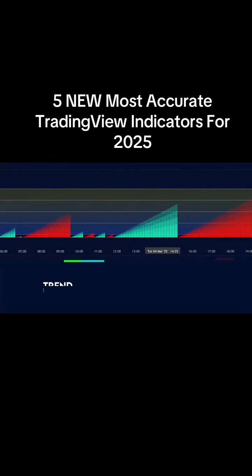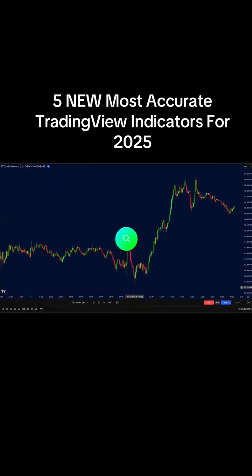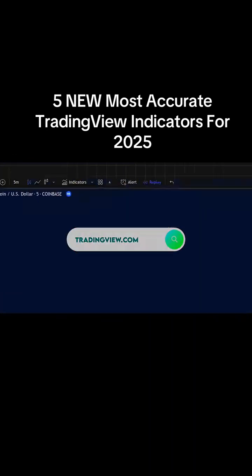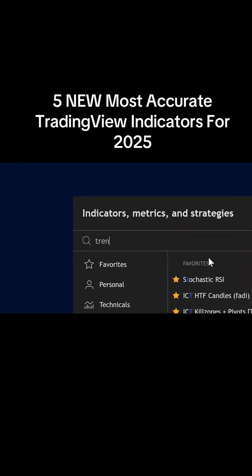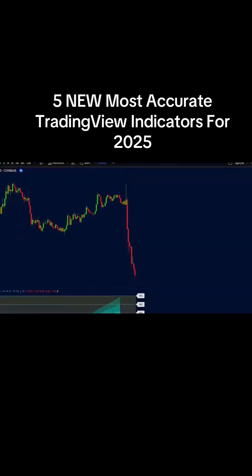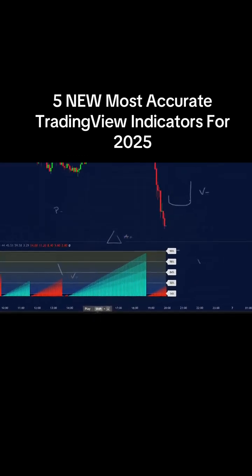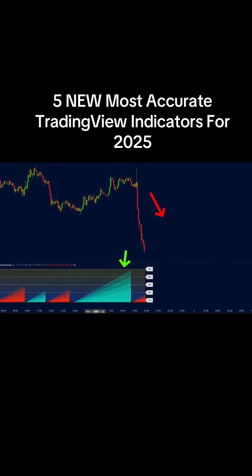The first indicator on our list is the trend reversal probability indicator. To add it to your chart, simply head over to TradingView and click the indicator tab. Search for trend reversal probability and select the one by Algo Alpha. Now, what makes this indicator so powerful? It's the ability to calculate the exact statistical probability of a trend reversal.